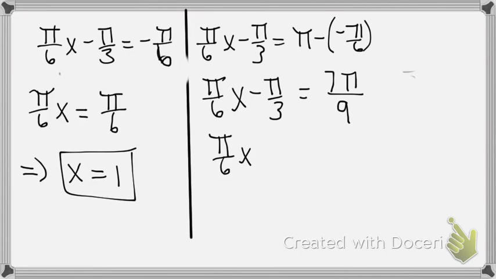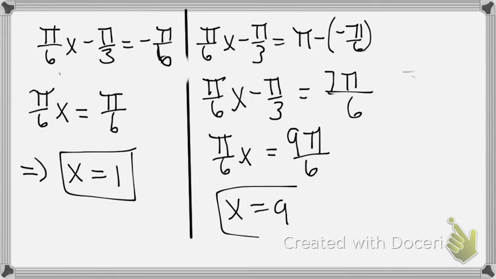If you add pi over 3 to both sides, well, pi over 3 is 2 pi over 6 plus 7 pi... Oh, I see, I made a mistake in this previous step. It should be 7 pi over 6. Okay, I was worried there. So pi over 3 is 2 pi over 6. If I add 2 pi over 6 to the right, we're going to get 9 pi over 6. And then dividing both sides by pi over 6 is going to give you that x is equal to 9.